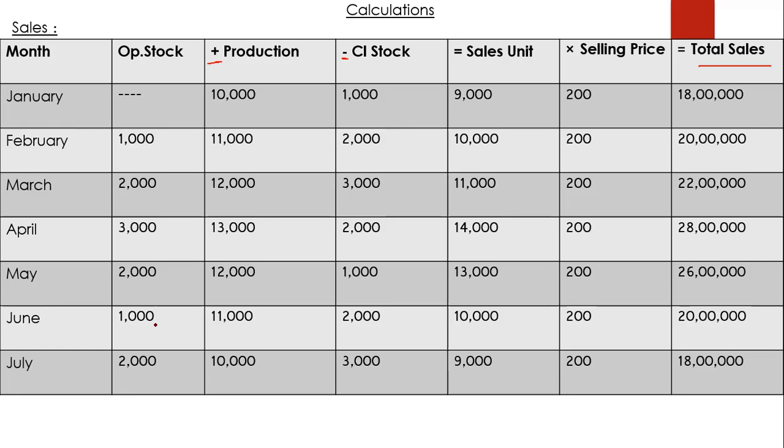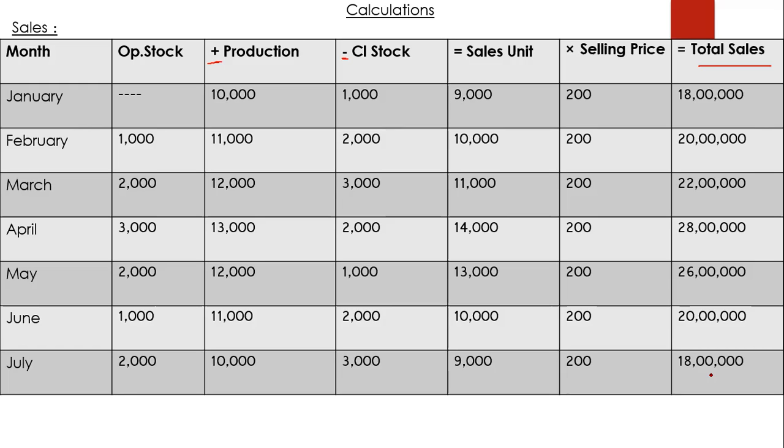For June, closing stock of May is our opening stock of June, which is 1,000 plus production 11,000 minus 2,000 closing stock is equal to 10,000 sales unit into selling price 200 is equal to 20 lakh rupees. For July, our opening stock will be 2,000, production is 10,000 minus 3,000 is equal to 9,000 into 200 is equal to 18 lakh. So our total sale for July is equal to 18 lakh. Okay. So finally we got the amount of total sale.